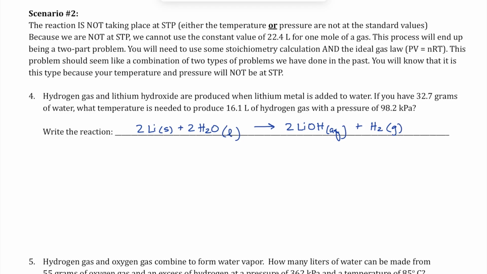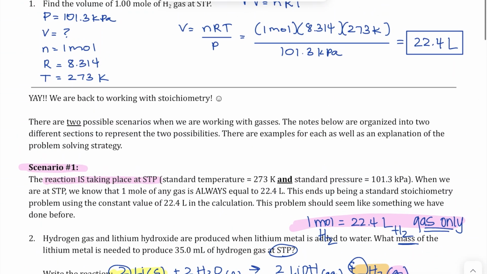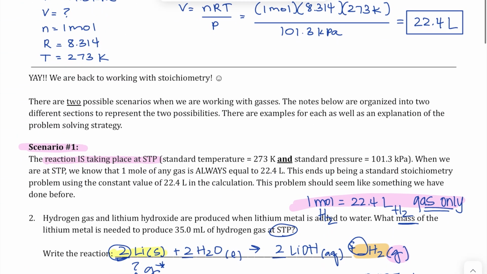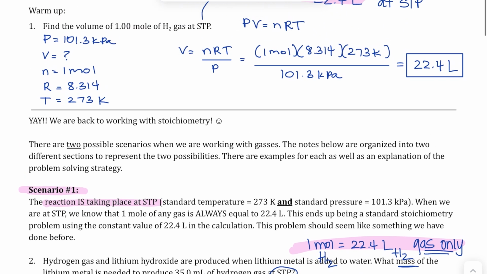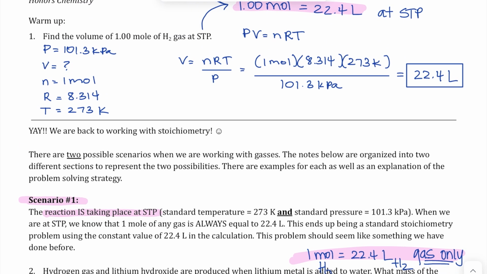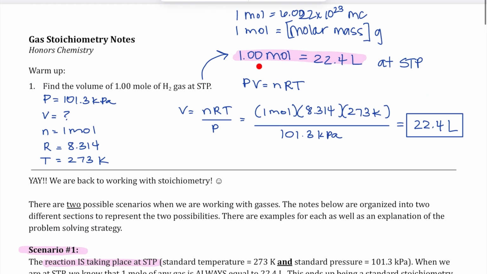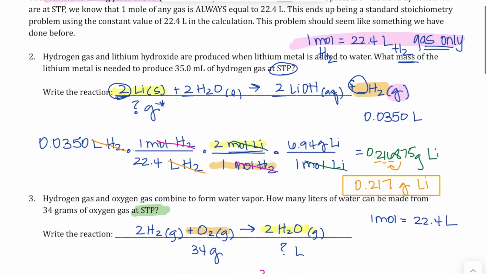This is part 2 of the gas stoichiometry notes video. If you haven't yet watched part 1, where we discussed scenario 1, please go back and do that. In that video, we talked about how when we are at standard temperature and pressure, 1 mole of gas will always have a volume of 22.4 liters. And so we can use that 1 mole is 22.4 liters as a molar conversion in that case.